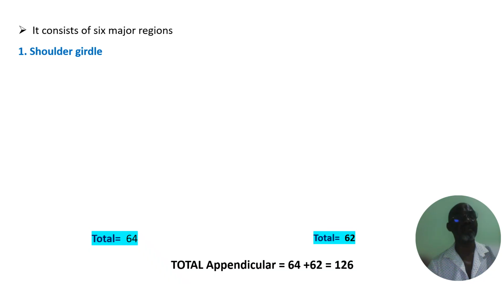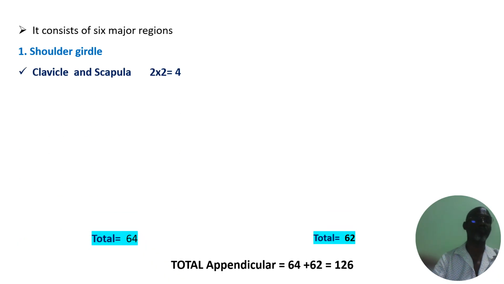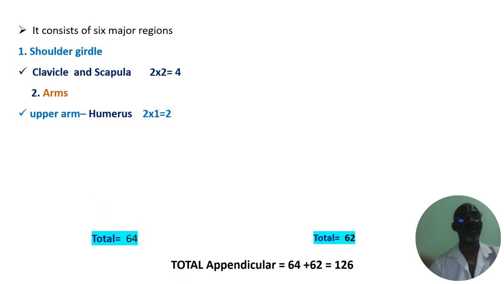And then the appendicular skeleton consists of 6 major regions. One, shoulder girdle. These are 2 bones on each side, left and right, clavicle and scapula. Clavicle, the collarbone, and scapula, shoulder blade is the other name. 2 times 2, 4. The second, arms: upper arm, humerus, and lower arm, ulna and radius. Therefore, upper arm left and right, 2 times 1, 2. Lower arm, each contains radius and ulna, 2 times 2, 4.